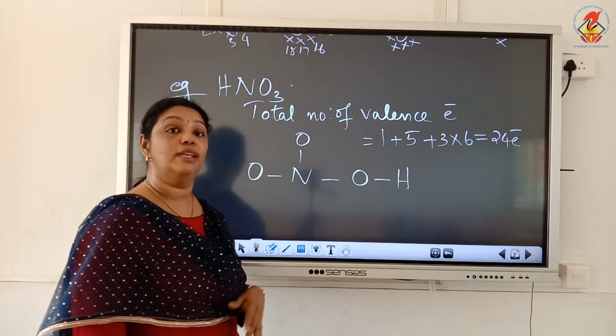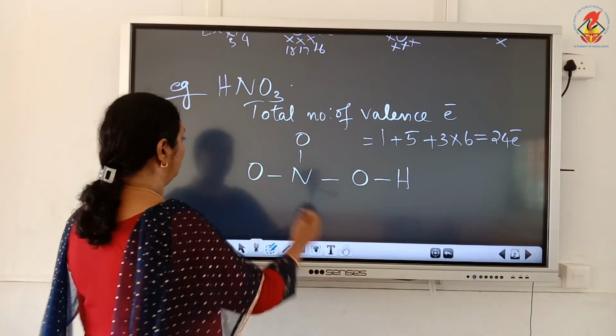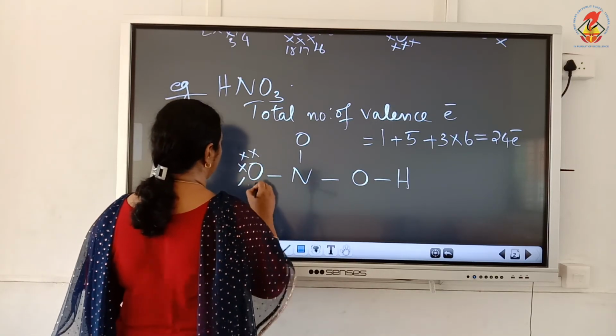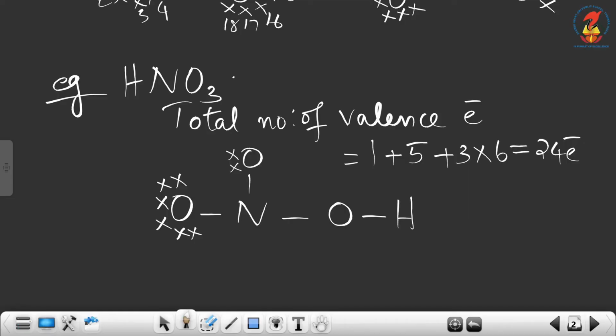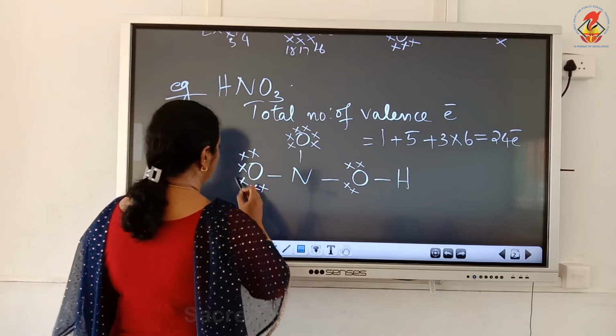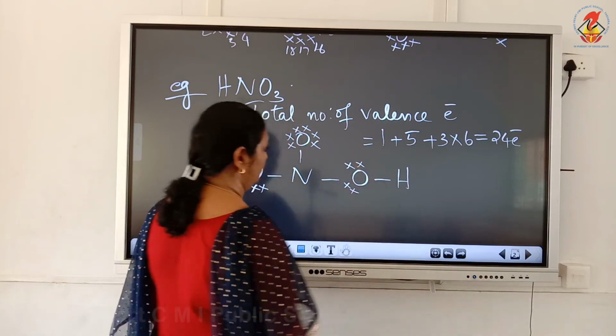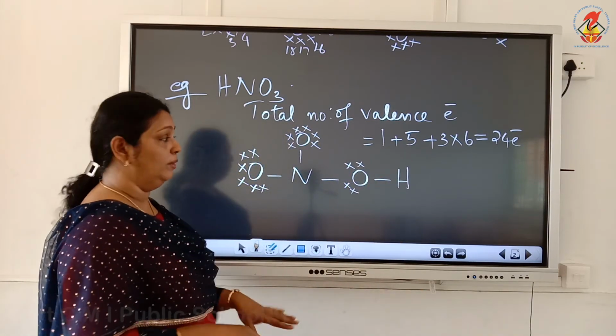Now next step is to complete the octet around the most electronegative atom, that is oxygen. So I am going to complete the octet around oxygen. This is completed. Here we need only 8. Octet is completed. Now if you count, you can see there are 24 electrons in total, including the bond and lone pair.